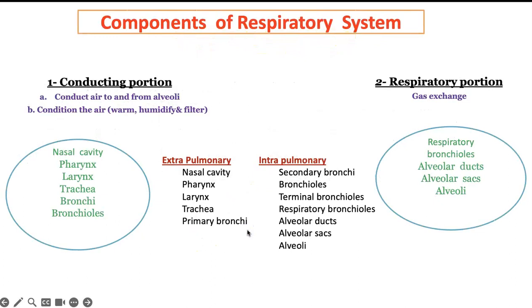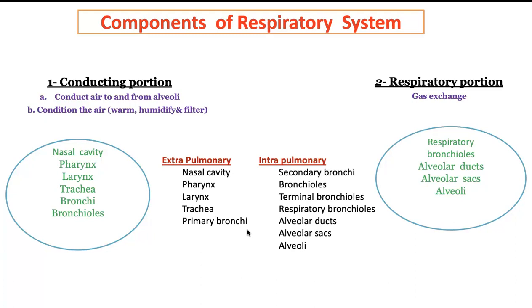So first of all, we need to know the components of the respiratory system. The respiratory system has two portions. The conducting portion is responsible for conducting the air to and from the alveoli, and is also responsible for warming, humidifying, and filtering the air going inside the lung. The conducting portion includes the nasal cavity, pharynx, larynx, trachea, bronchi, and bronchioles.